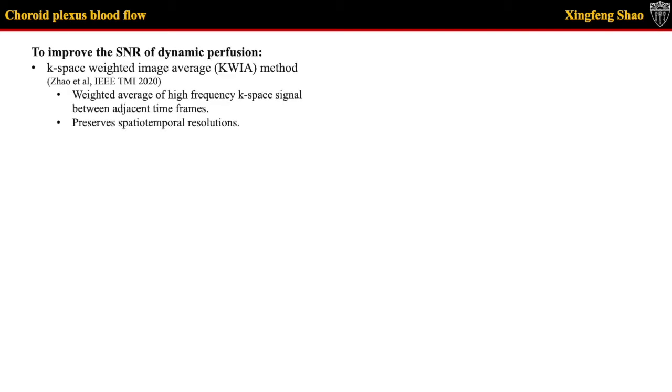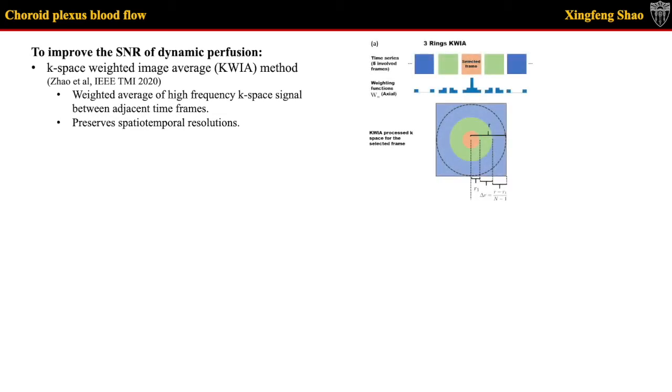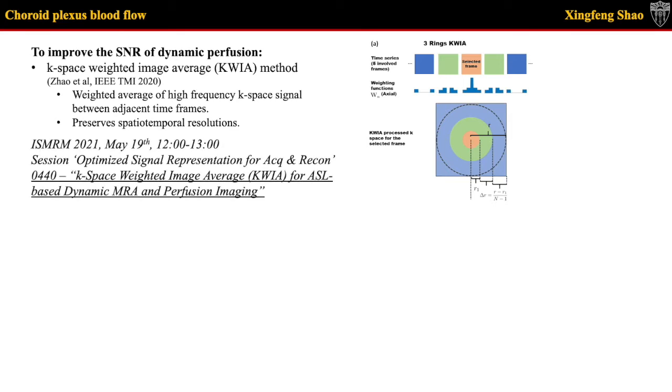We utilize a post-processing method to further improve the SNR of dynamic perfusion signals, called k-space weighted image average, or KWIA. This method generates k-space as a weighted average of high-frequency k-space signal between adjacent time frames, and can nicely preserve both spatial and temporal resolution. For more details, please refer to this oral presentation by my colleagues from USC.